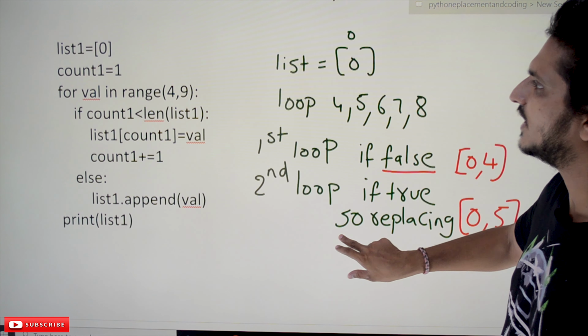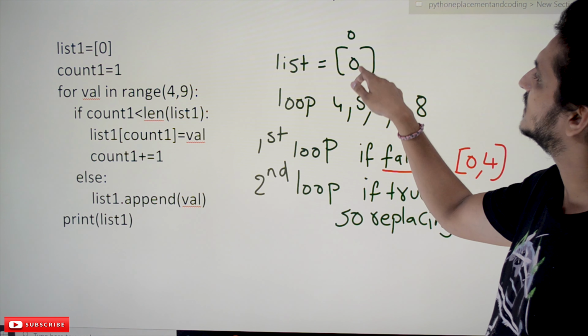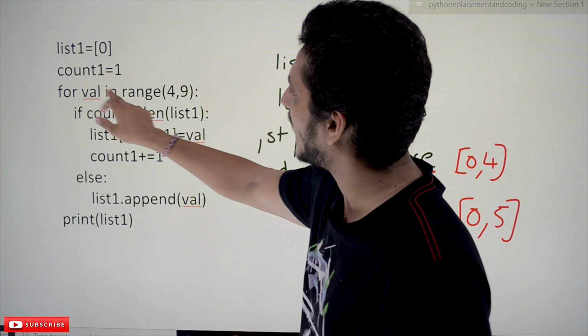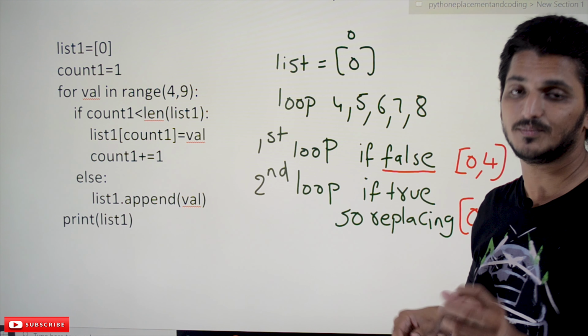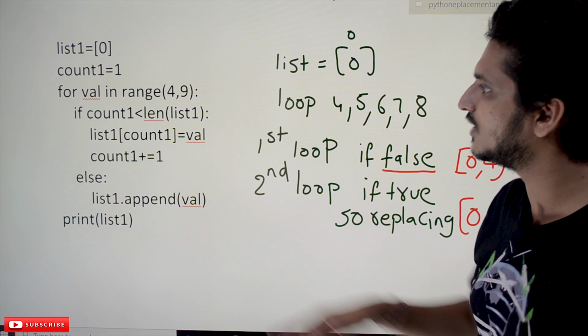This is the program given. List1 is equal to [0]. The list is given 0, which means it is present in the 0th index. Count1 value is given 1. So for value in range(4, 9), what's the meaning of that? 4, 5, 6, 7, 8. These are the values taken in the loop.